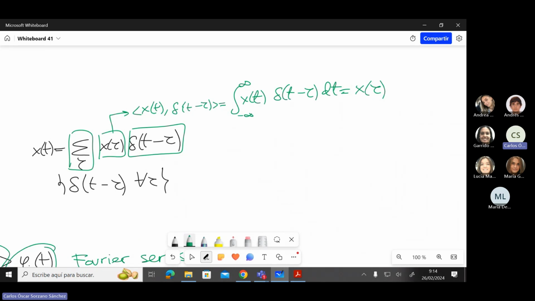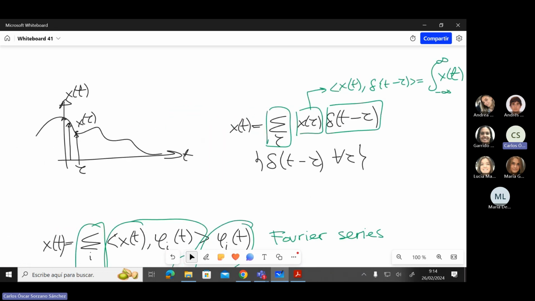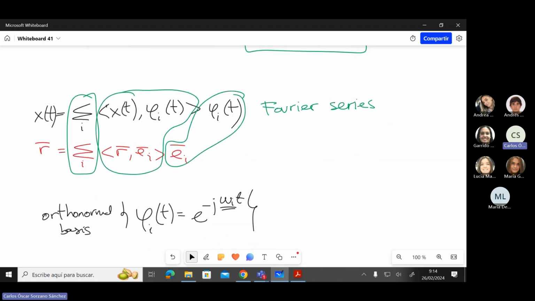Okay, so now what I know is that my real space representation is a representation in which I'm using this basis, while the Fourier transform is the representation of the same signal where I'm using this basis. So depending on which basis I'm using, I have the real space representation or the Fourier space representation. All I have done is just to change the basis. Good.